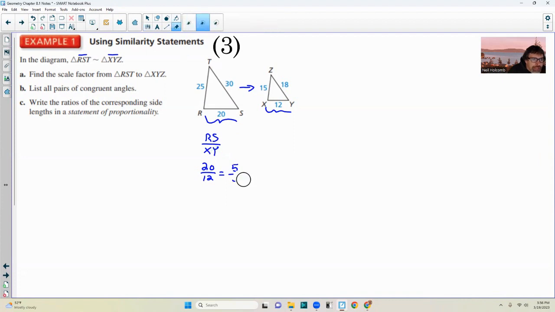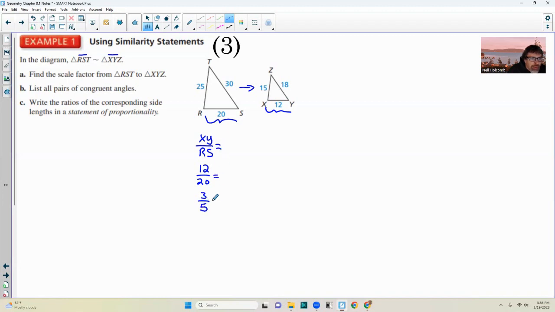So this is upside down. I want a fraction less than 1. 5 over 3 is greater than 1, and that's an enlargement. 3 over 5 is less than 1, and that's a reduction. So I don't want RS over XY, I want XY over RS. When I substitute in, 12 is to 20, and that reduces: 4 goes into 12 3 times, and 4 goes into 20 5 times.